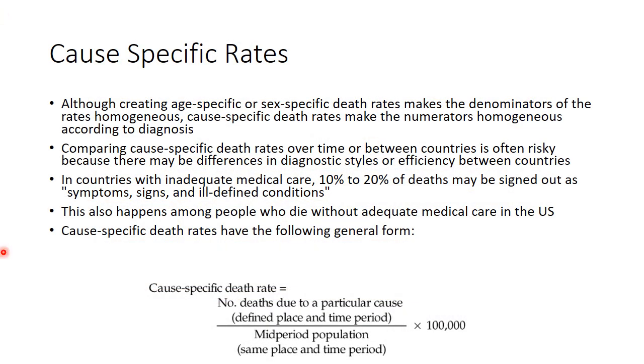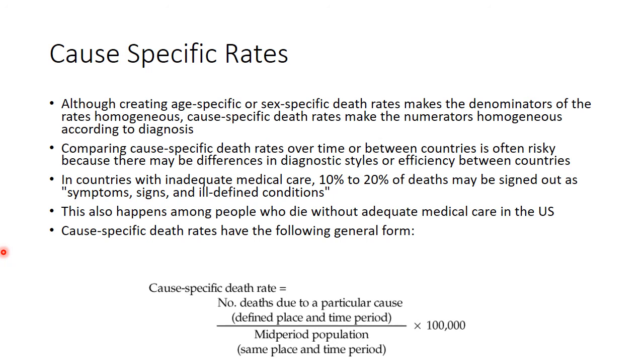Another type of specific rate we can get is cause-specific rates. Although we can create age-specific, sex-specific death rates, which make our denominators more homogeneous and allow us to compare different groups, we can also use cause-specific death rates to make the numerators more homogeneous, according to the diagnosis that we're setting.